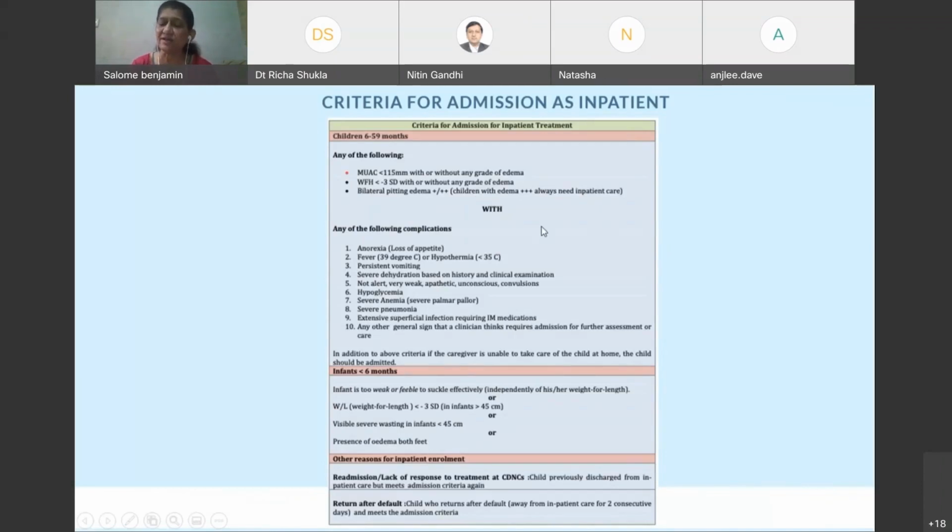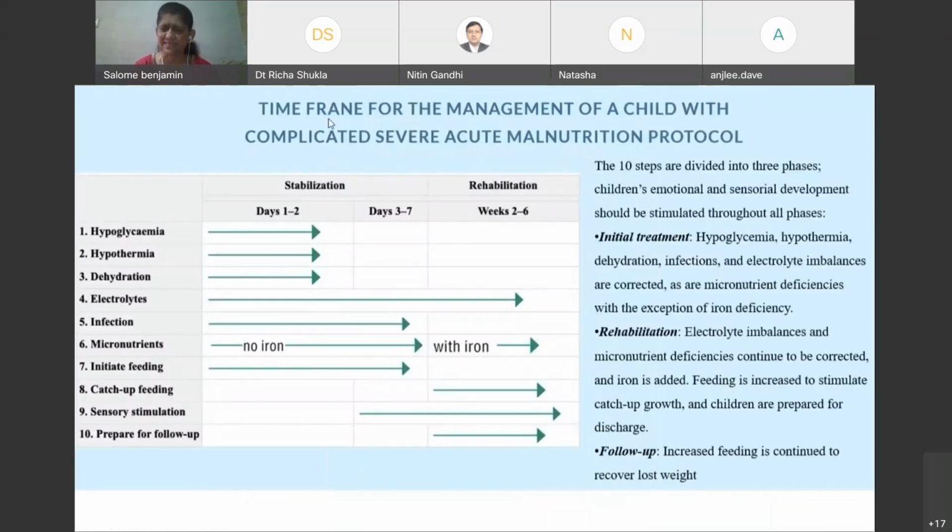Then there is criteria for admission for inpatients. So you can refer to a pediatrician; when they see the child, they will refer to the NRC. The nutritionist, when they see it in the community or in the ward, can refer it to the SAM clinic or a pediatric clinic, and the child can get admitted. And there are simple criteria given here. I am not going to go into the detail.